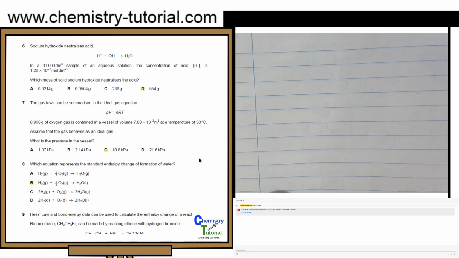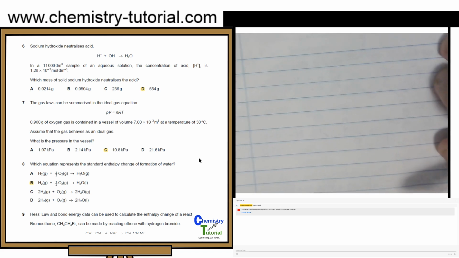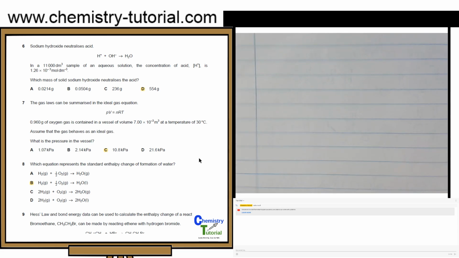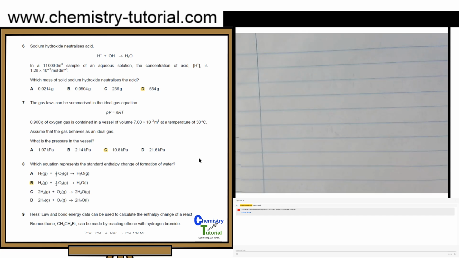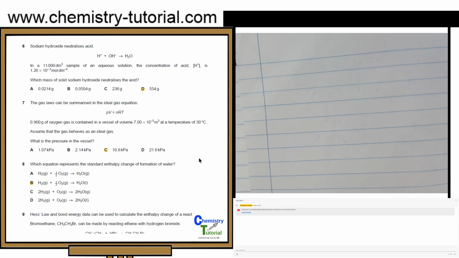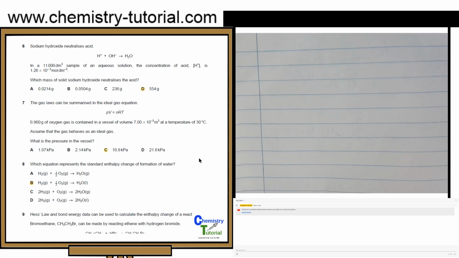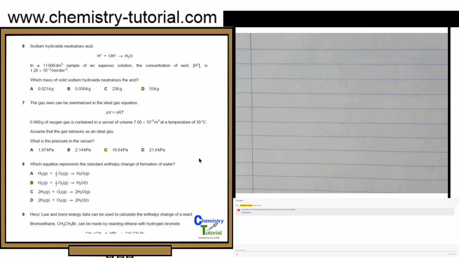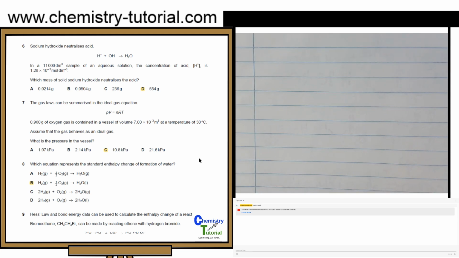Now for question 7, the gas laws can be summarized in the ideal gas equation, PV equals nRT. The P stands for pressure, and it has a unit of Pascal. V is our volume, and it has a unit of meter cube. N is our number of moles. R is our molar gas constant. Now, depending on whether you are taking physics or chem, the R value could be different. But for chemistry, our R value is 8.31 joules per mole per Kelvin. And sometimes it's also known as the universal gas constant. T is our temperature in kelvins.